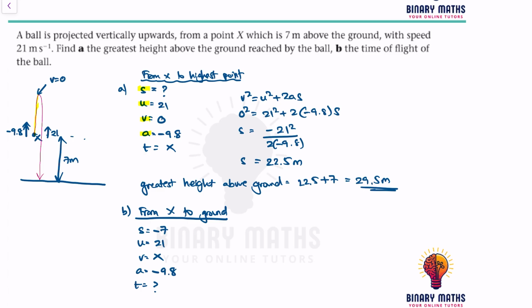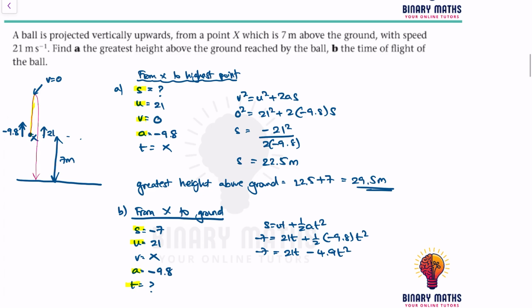So we have in front of us S, U, A, and t. So S is equal to ut plus half at squared. Minus 7 is equal to 21t plus half times minus 9.8 times t squared. Minus 7 is equal to 21t minus 4.9t squared, which means if I take everything to the left-hand side, 4.9t squared minus 21t minus 7 equals 0.